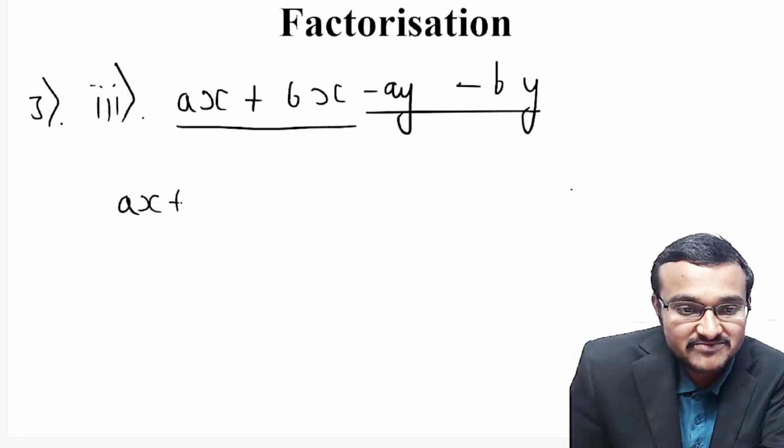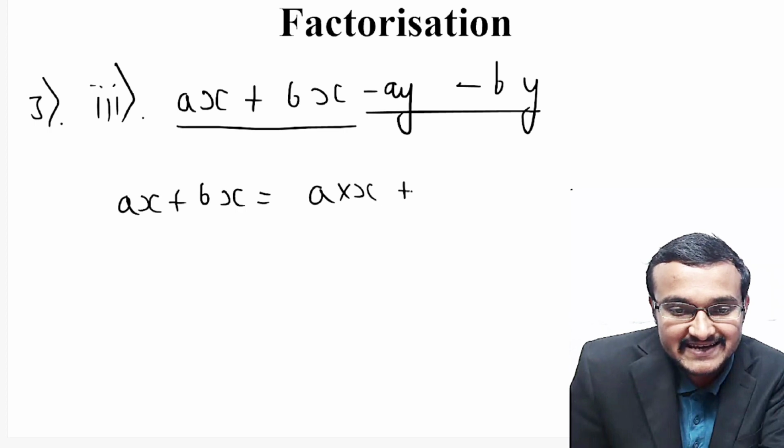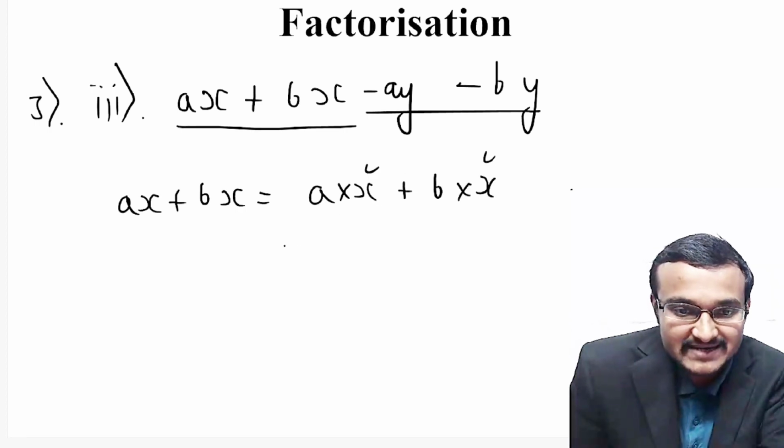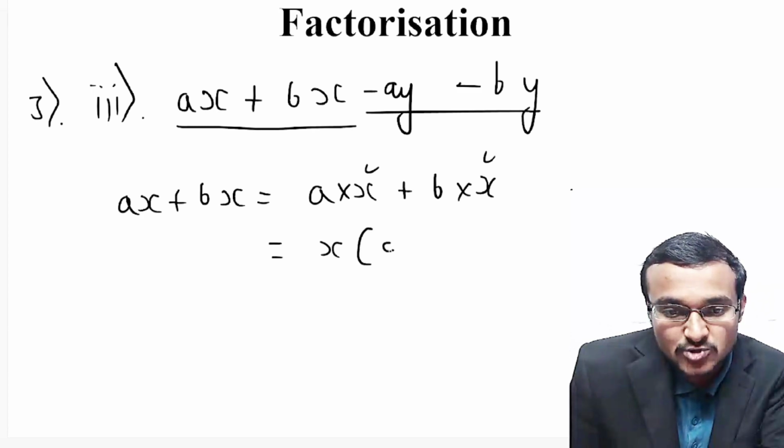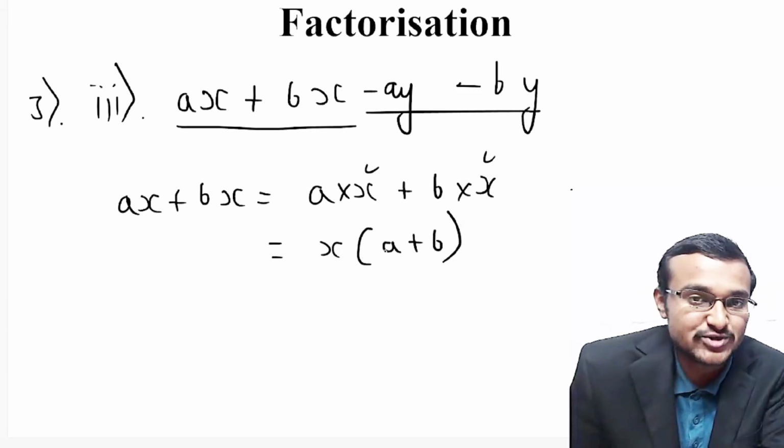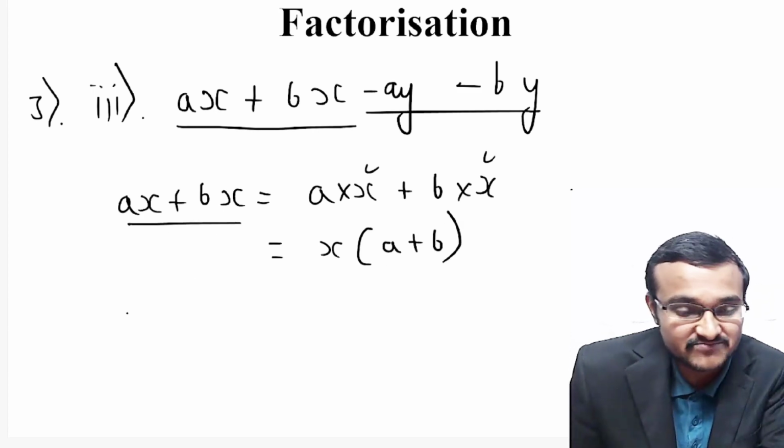So when you take ax plus bx as one group, here you can clearly see a into x is there plus b into x is there. So x and x you can take as common. So when you take x as common, a plus b will be remaining. So x into a plus b are the factors for ax plus bx.